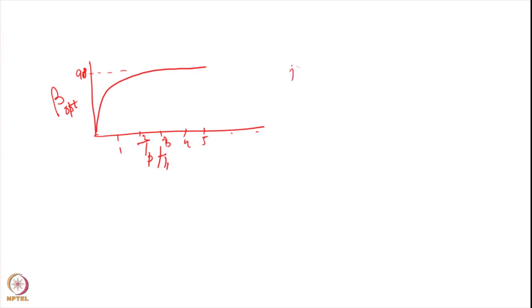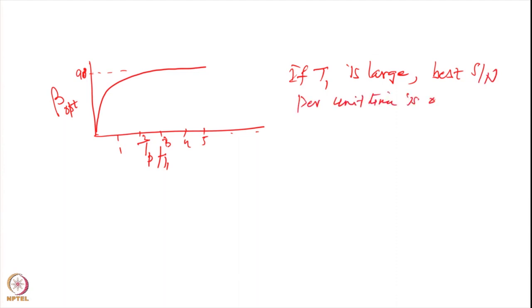Therefore, if T1 is large, then the best signal to noise per unit time is obtained for small flip angles. This is typically so for carbon 13s.